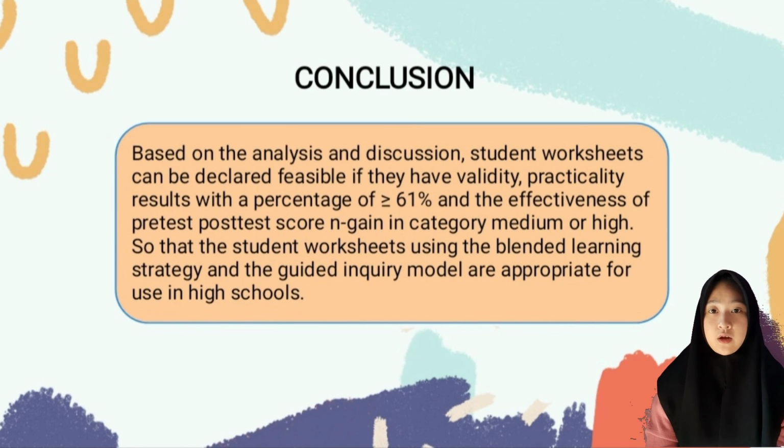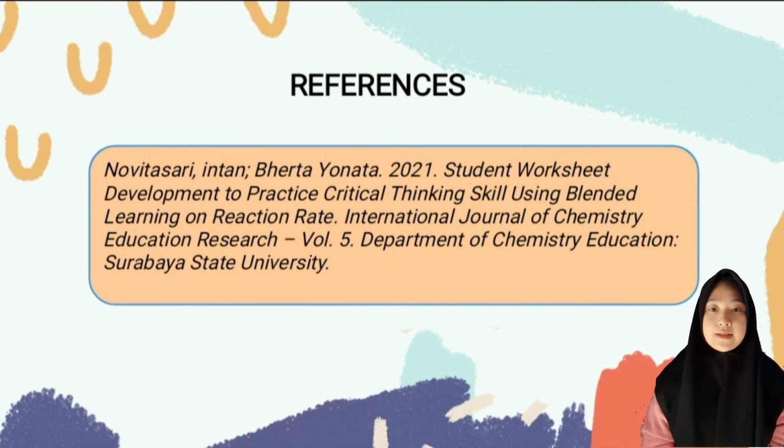Conclusion. Based on the analysis and discussion, the student worksheet can be declared feasible as it has validity, a practicality result with a percentage of 61%, and an effectiveness of pretest post-test score in the medium or high category, so that the student worksheet using the blended learning strategy and the guided inquiry model is appropriate for use in high school. References: Novita Sari Irfan, Berta Yonata, 2021.